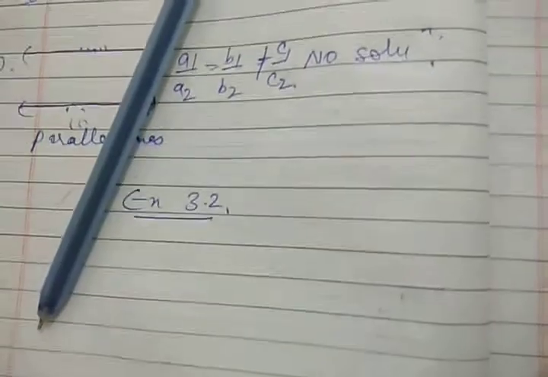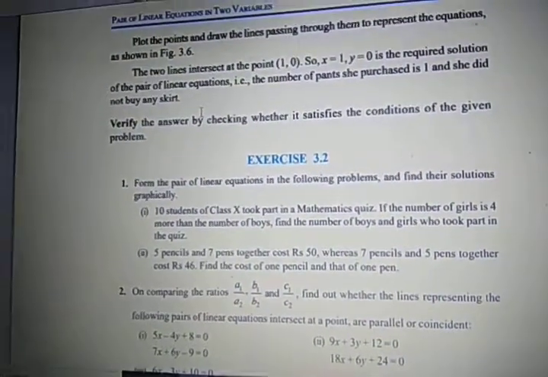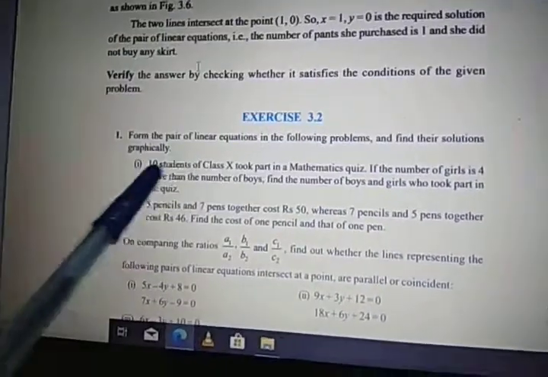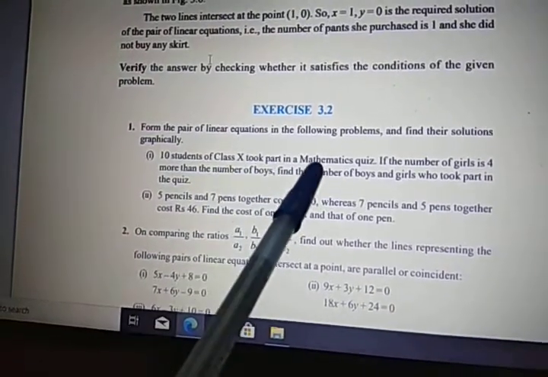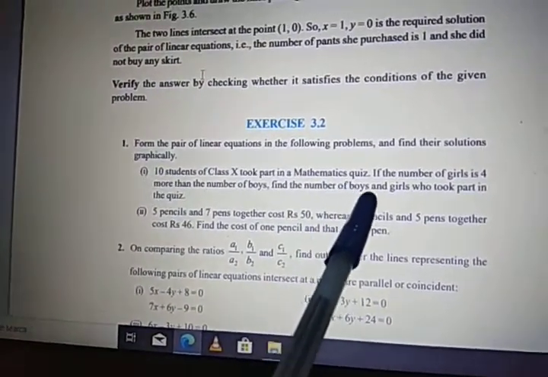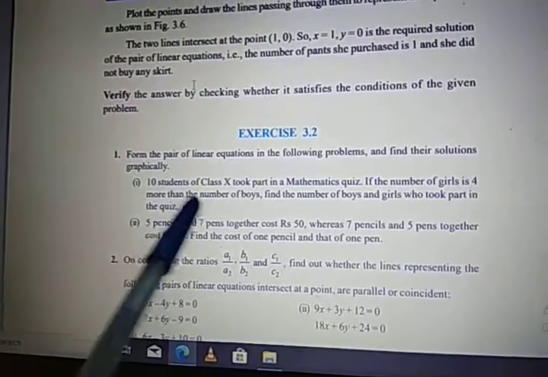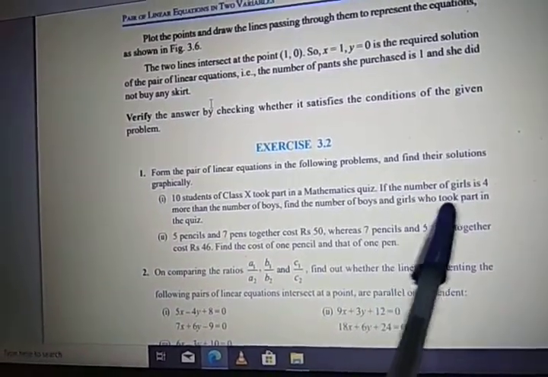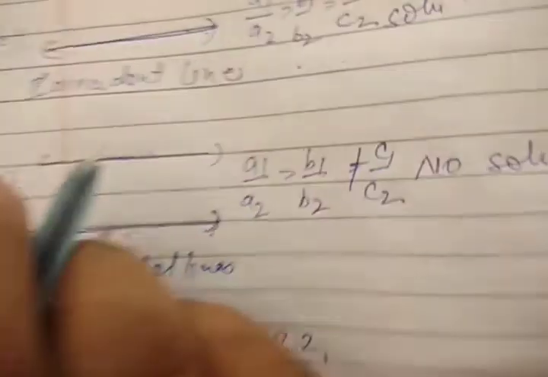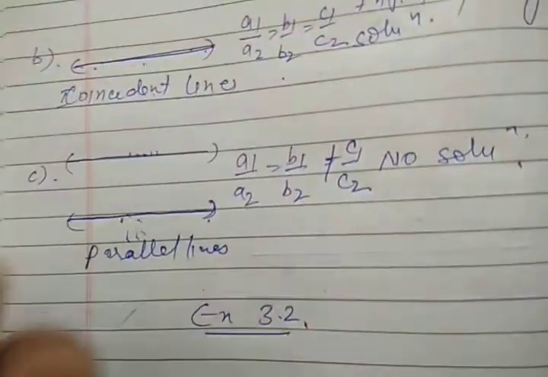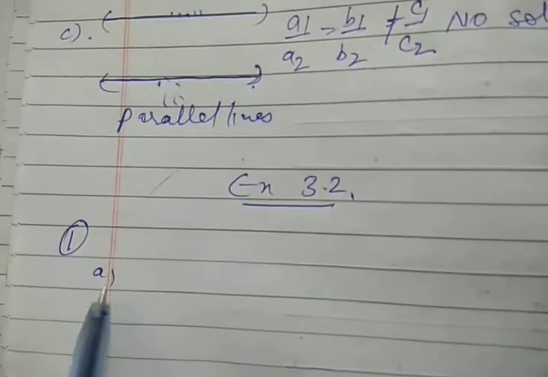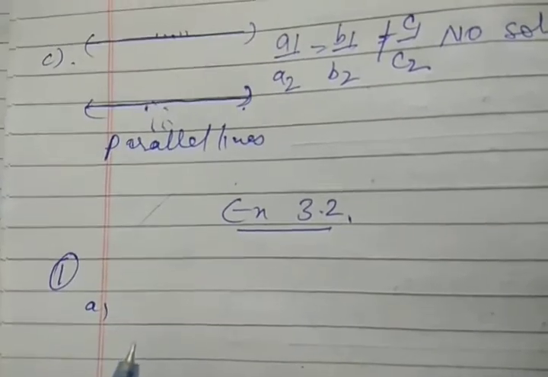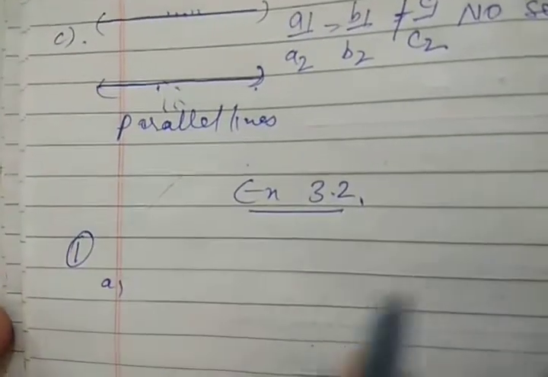First question, first part. 10 students of class 10th A took part in a mathematics quiz. If the number of girls is 4 more than the number of boys, find the number of boys and girls who took part in the quiz. Now, the question says form the pair of linear equations in the following problem and find their solution graphically. So we have to first form the equation and solve it graphically. That means we have to plot a graph.